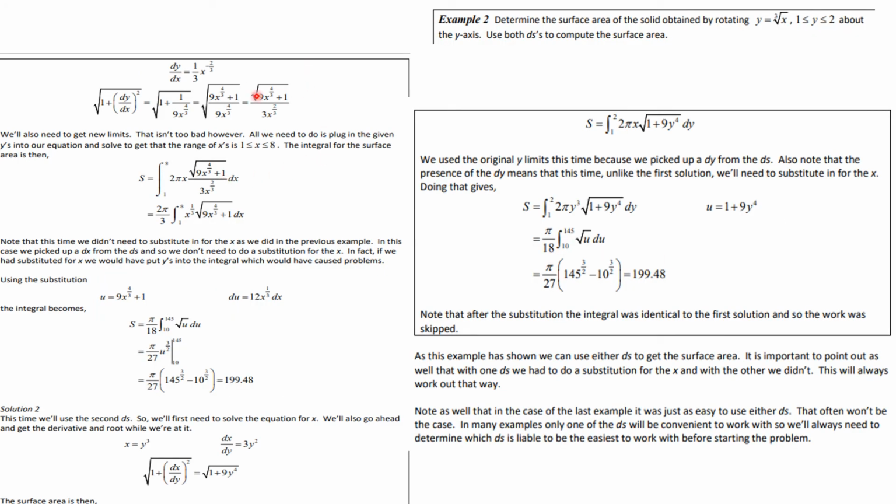Okay, I asked you to do it both ways. Let's do it this way first. So dy/dx in this case is 1/3 x to the minus 2/3, and I square that, and I add it to 1 and take the square root, and I get this. Again, I get a common denominator, and I take the square root of the bottom, and that gives me 3x to the 2/3, and I have this in the numerator.